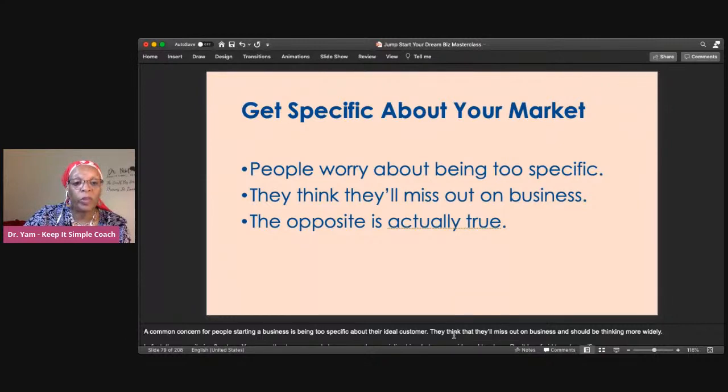Now, another thing to understand is that a common concern for people starting a business is being specific about that ideal customer. Again, it saves you money and it saves you time.